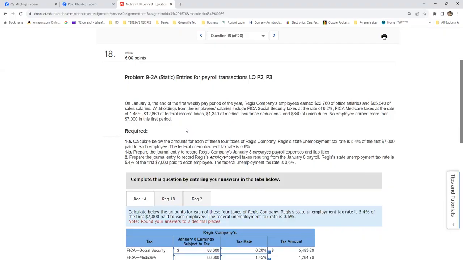January 8th, the end of the first weekly pay period, reached. Company's employees earned $22,760 of office salaries, $65,840 of sales salaries. Now, it's important because we're going to list both separately on the income statement. That's why they broke it out separately. But as we're going to see, when we calculate all these deductions, we're going to put those two amounts together. So withholdings from the employees' salaries, again, gives you the rates, tells you what the total deductions are: federal income tax, medical, and union.